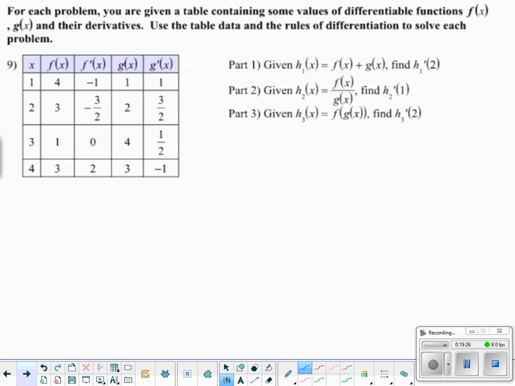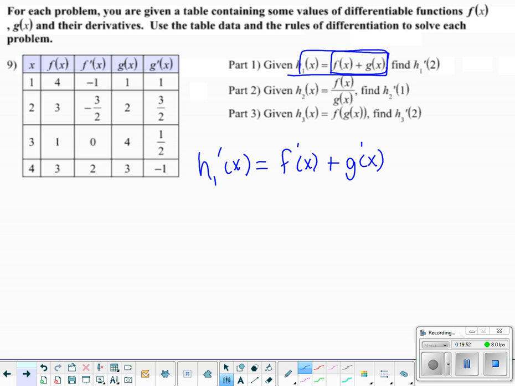And finally, question 9. We've seen these before, but they are so important for you to understand. So part 1, I want the first one, h prime of x is what it's saying. Well, h is defined as f of x plus g of x. How do I take the derivative of two things that are added? Well, I look at each of their individual derivatives and add them together.